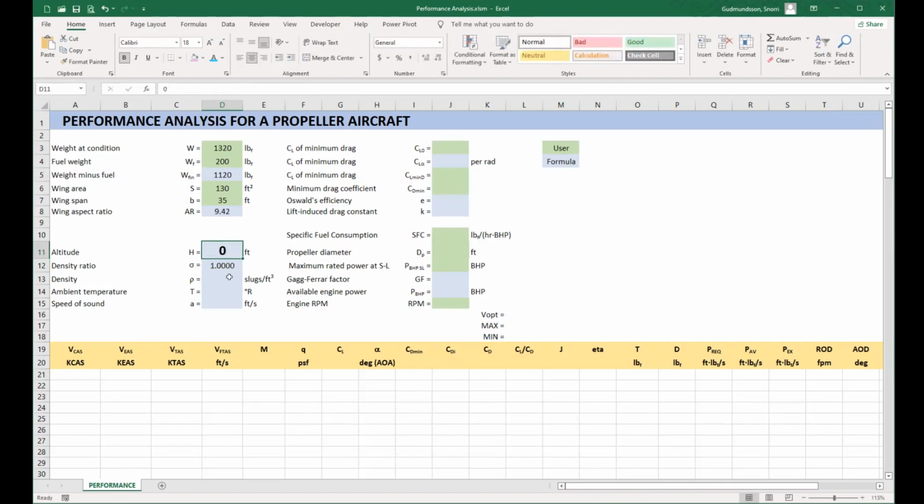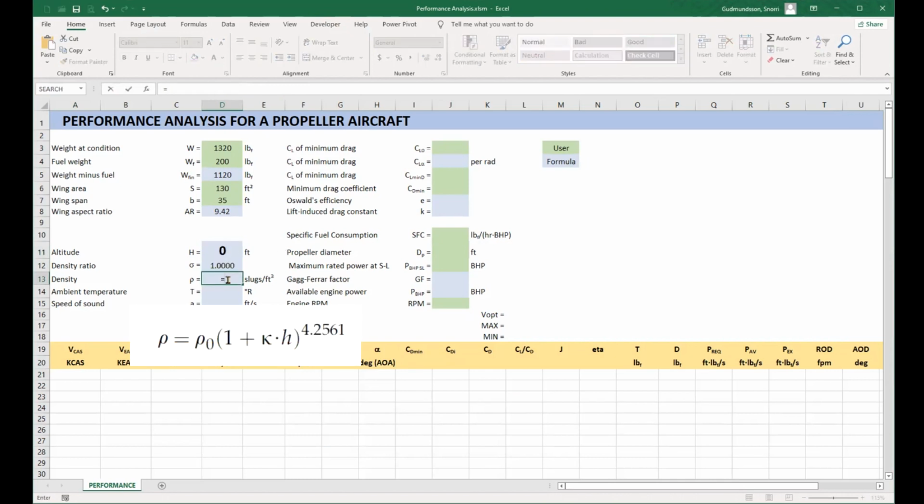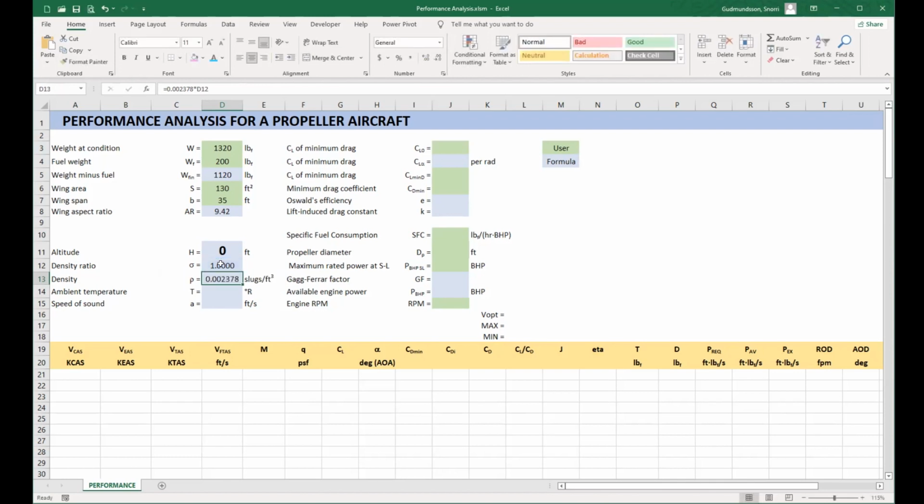Next, let's calculate the density. The standard day density at sea level is 0.002378 slugs per cubic foot. Thus, I multiply it by the density ratio. Done. Next, let's calculate the absolute temperature.